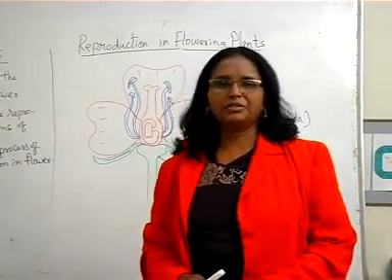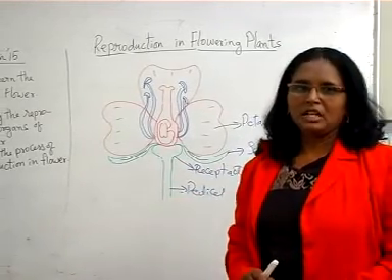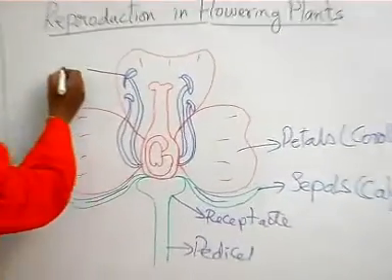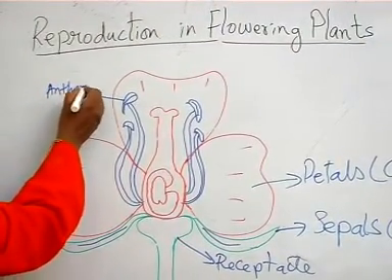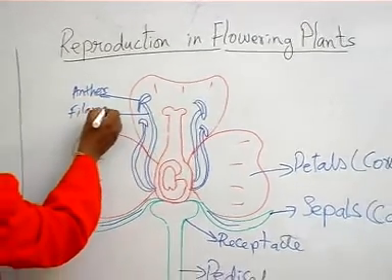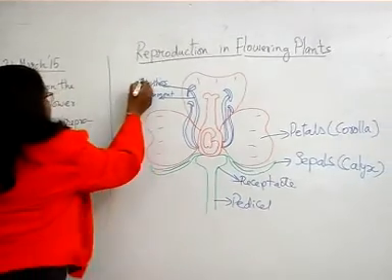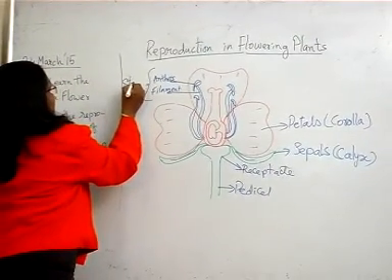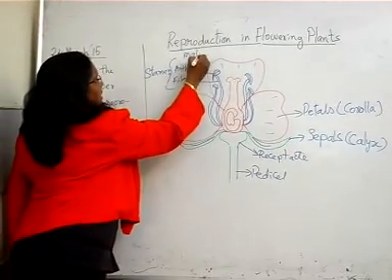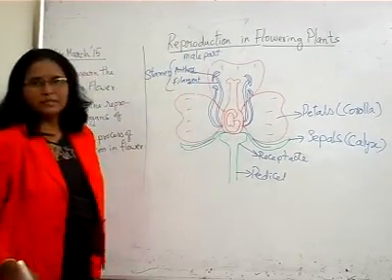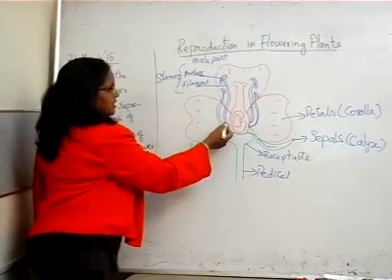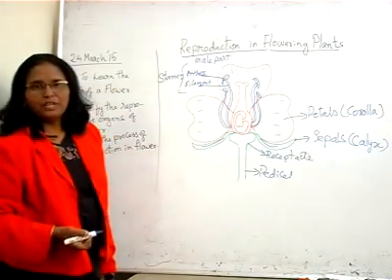Now we are going to learn about the reproductive organs of the flower. Now we have here the male part of the flower. This is the anther, the filament, together it is the stamen. So we can write this as a male part. So this anther is just on top of the filament which is attached to the base of the flower.